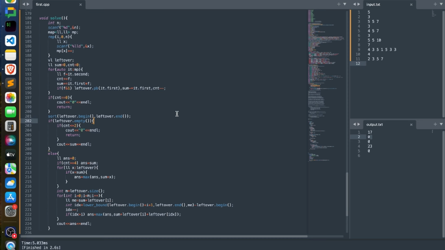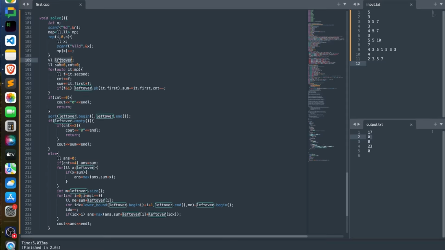Here is the code of the third problem. So this is my input n. Then I have taken n number of lengths as input, and I have incremented the frequency of that particular length in the map, right? So this is a map from long to long. So I incremented the frequency of that length.